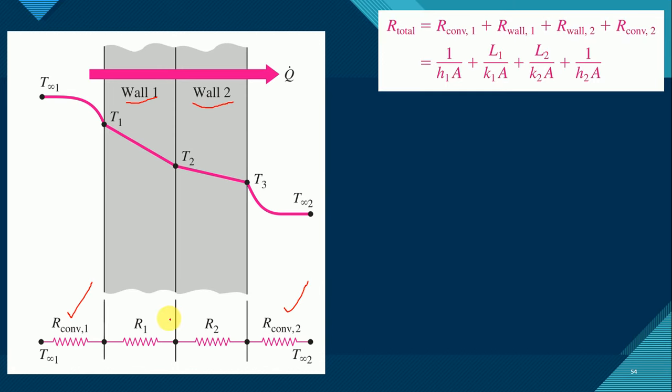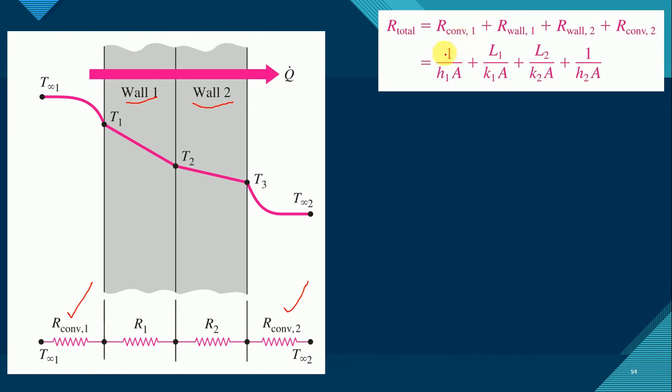What will the total resistance become now? Total resistance is the summation of all these 4. So R total is R convective 1 plus wall resistance 1, plus wall resistance 2, plus convective resistance 2. The only difference is that in the previous example we considered only wall 1, and here we have considered 2 walls. If there are 3 walls, there are 3 wall resistances. If there are 4 walls, then we can add 4 wall resistances accordingly.